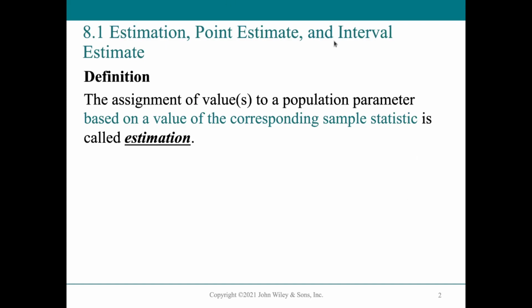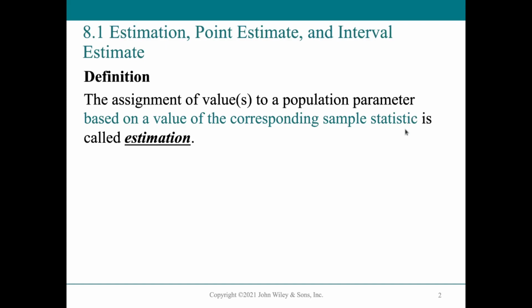So let's first have our definition. The assignment of values to a population parameter based on the value of a corresponding sample statistic is called estimation. Although we know what estimation means in contextual usage, in statistics it's assigning a value to a certain population parameter using the sample statistic.